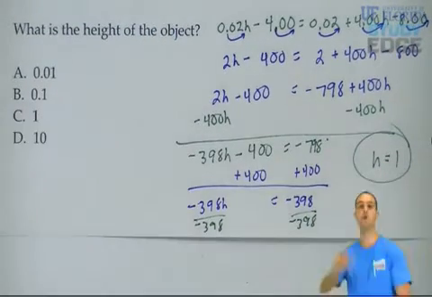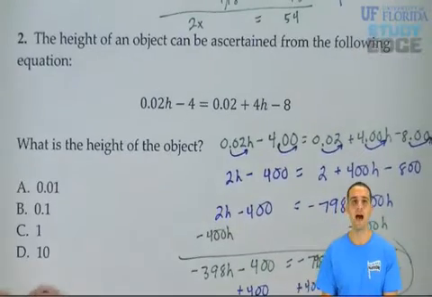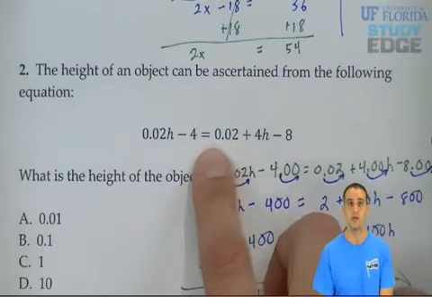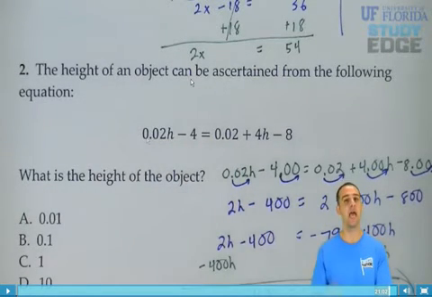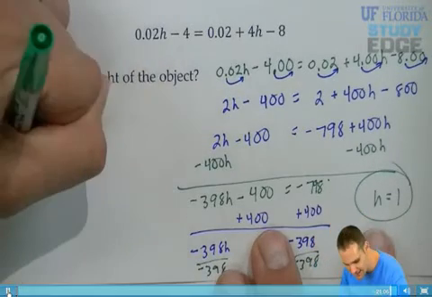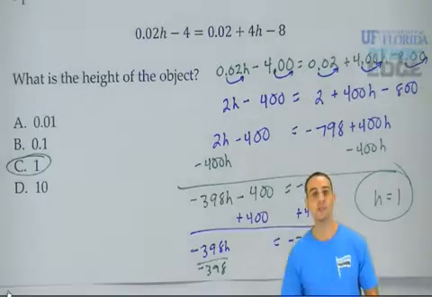So the answer, hold on, is that what they want? The height of an object is to be ascertained from the following equation. What is the height of the object? So the height must be h here. Nice vocabulary word. Ascertained. H must stand for height. They wanted the height. H is 1. The answer is 1. So again, solving for decimals, you're going to go ahead.